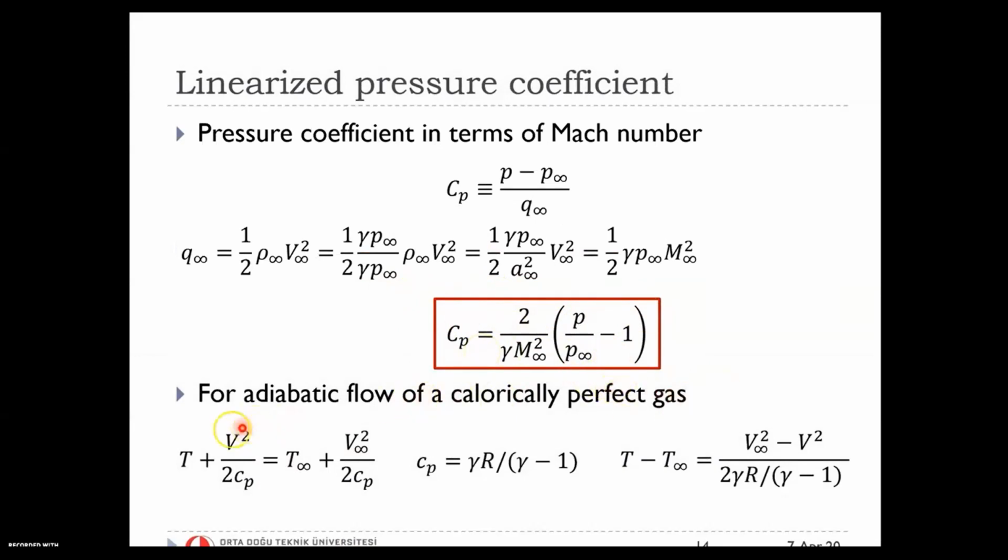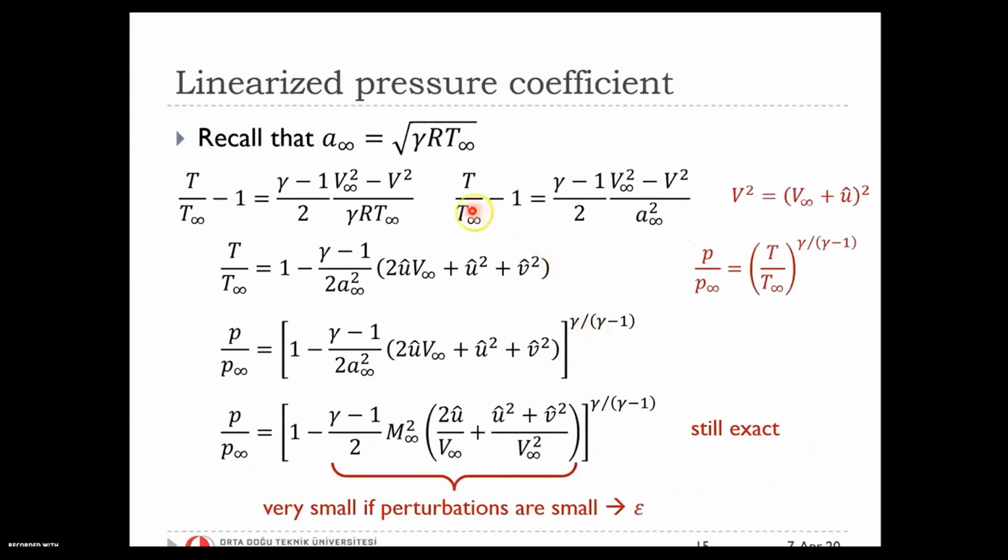Okay, so writing down this equation using the definition of Cp and rearranging it, I will end up with T over T infinity equal to 1 minus (gamma minus 1) divided by 2 over a infinity squared, times some terms that are associated with the perturbation velocities. Just a small correction here.